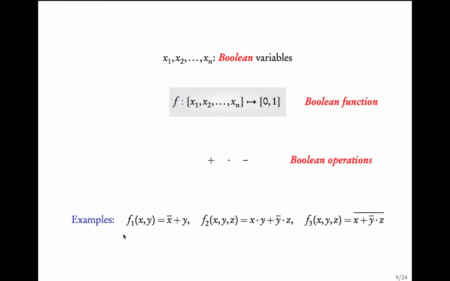For example, this is a function x bar plus y. So this is a function over 3 variables. It says x dot y plus y bar dot z. So this is formed out of these operations. Similarly, f3 of xyz is x plus y bar dot z, the whole thing bar.